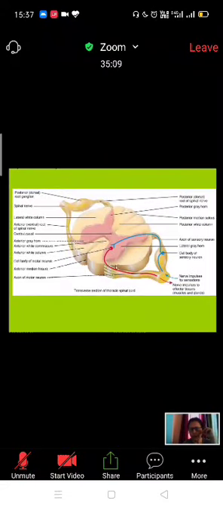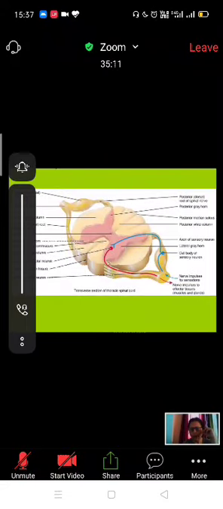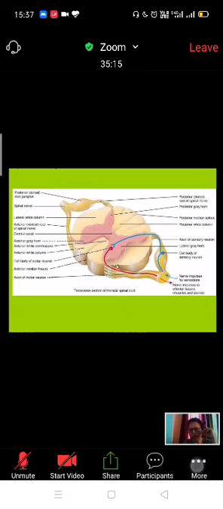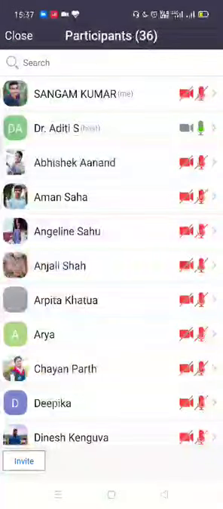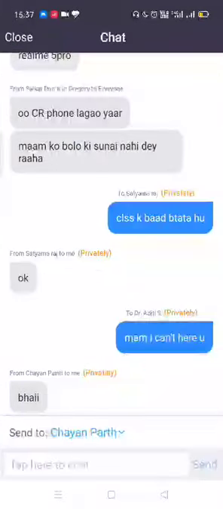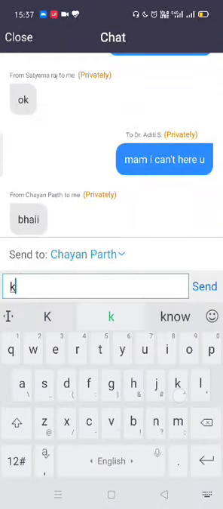Depressions are there. From this depression, the anterior root is coming out. This is called anterior lateral, actually it is lateral side, the anterior lateral sulcus. This is called anterior lateral sulcus.